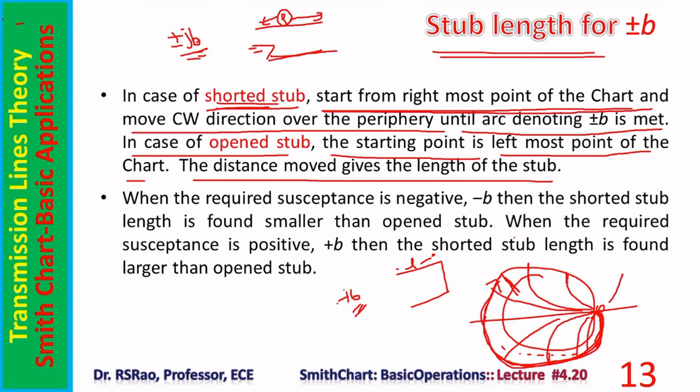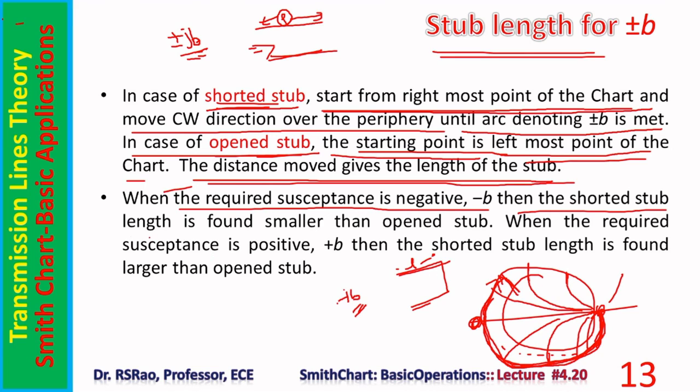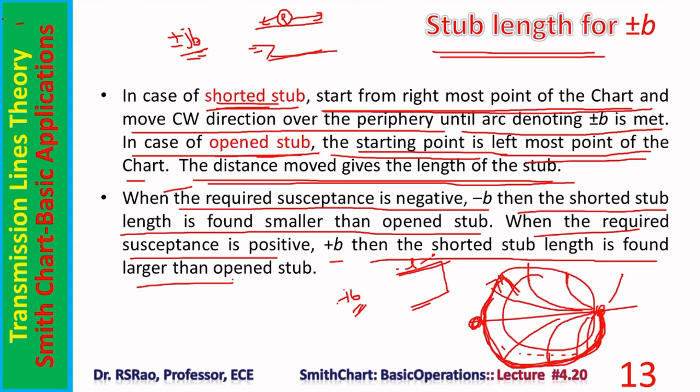So if it is a shorted stub, you start here and move until you meet the arc which represents the susceptance that you expect from the shorted stub. The distance you moved gives the length of the stub. If you are using an open stub, the starting point is the leftmost point of the chart, and the distance moved gives the length of the stub. When the required susceptance is negative, the shorted stub length is found to be smaller than the open stub. When the required susceptance is positive, plus B, the shorted stub is found to be larger than the open stub.